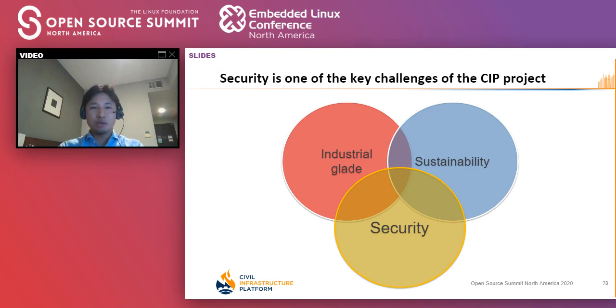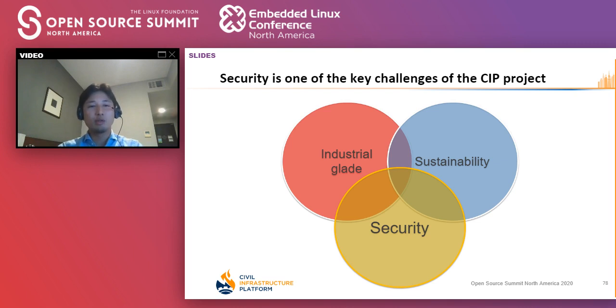As Yoshi mentioned, CIP is working to establish an open source base layer of industrial grade software through the activities of each working group. To achieve higher industrial grade for CIP products, security is one of key challenges. The Security Working Group was launched in December 2018, considering what can be done to deal with cyber attacks that are seriously damaging in the industry we are working on.